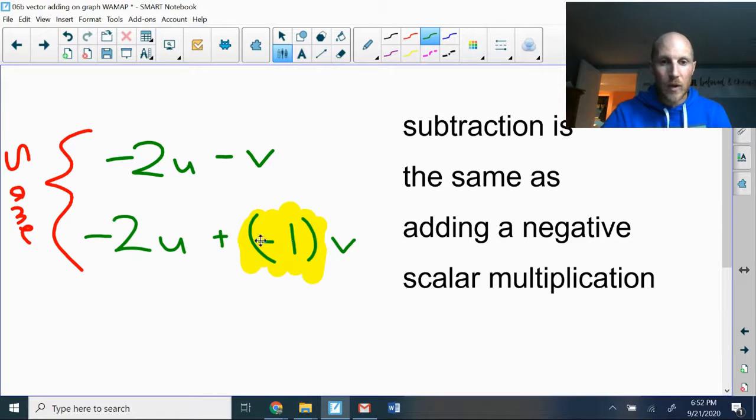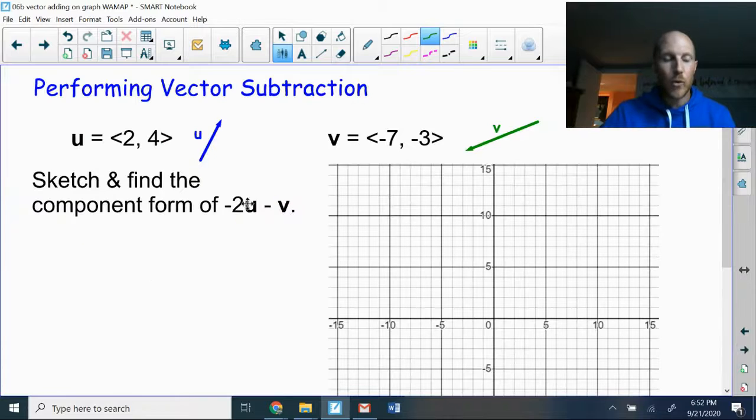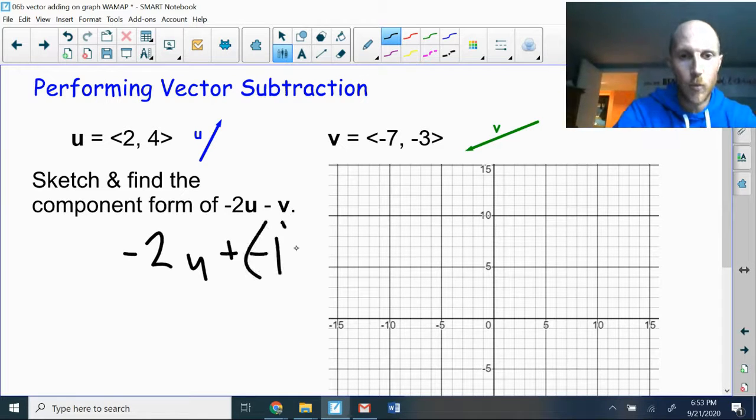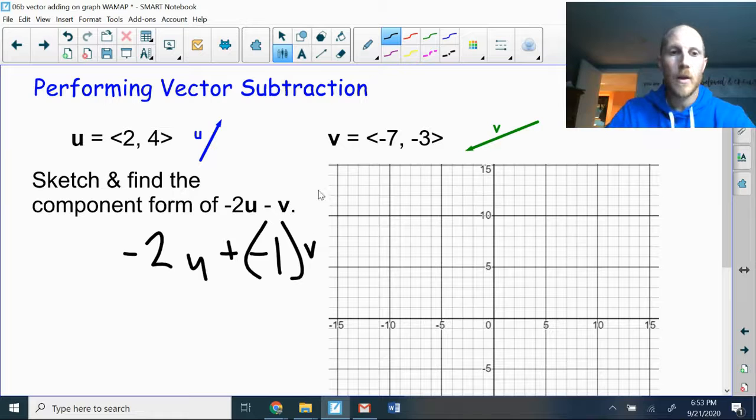So I'm just going to insert this scalar multiplication of negative 1 onto the v. So I'll have negative 2u plus negative 1 times v. And I'll have to do that scalar multiplication just by a negative sign before I do the graphing. If you don't need to graph, you wouldn't do this. But for graphing purposes, we can only add vectors on a graph. We can't subtract. So if I was going to do, as an example, negative 2u minus v, I'm going to have to first of all rewrite that as negative 2u plus negative 1v, right?